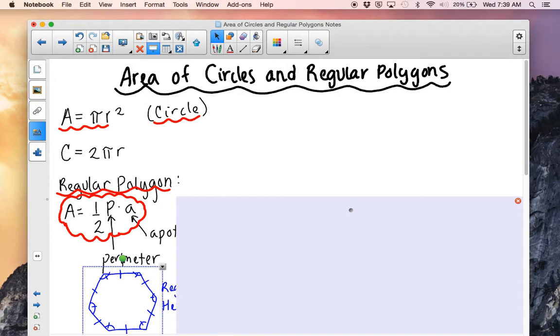Now the area of a regular polygon is 1/2 perimeter times apothem. So the P here represents perimeter of the shape, and the A represents apothem. Okay, in this case, I've drawn an example of a regular hexagon.